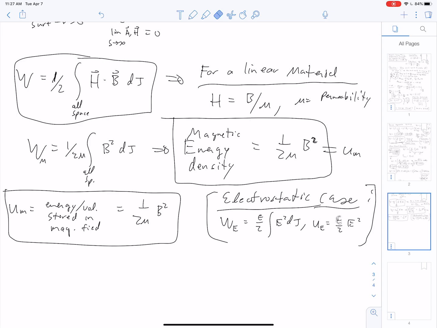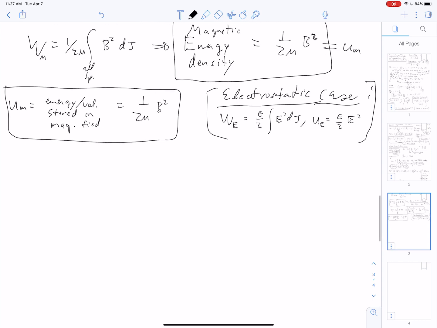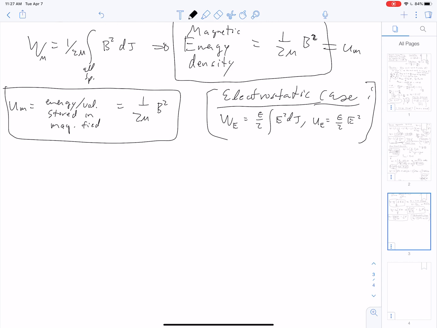Let's make this nicer. Epsilon. Okay. All right, so that's the energy stored in the magnetic field, and I do want you to see that as the mu gets bigger, it takes less energy to create a magnetic field B, and that makes sense because the permeability is helping the magnetic field to be generated.